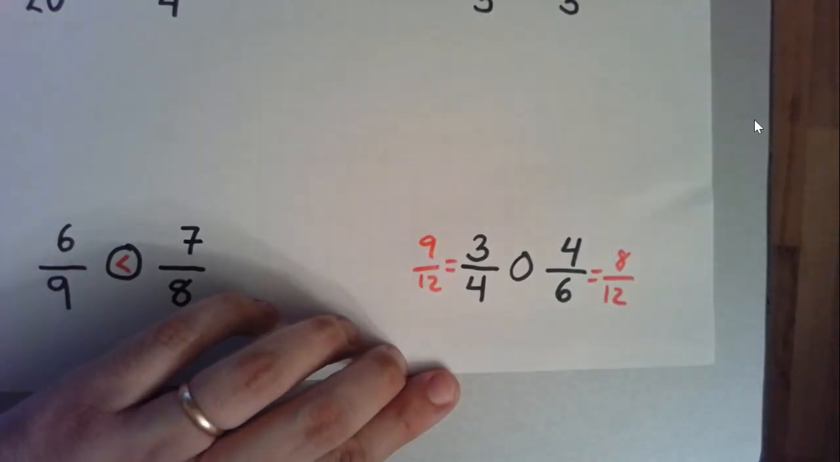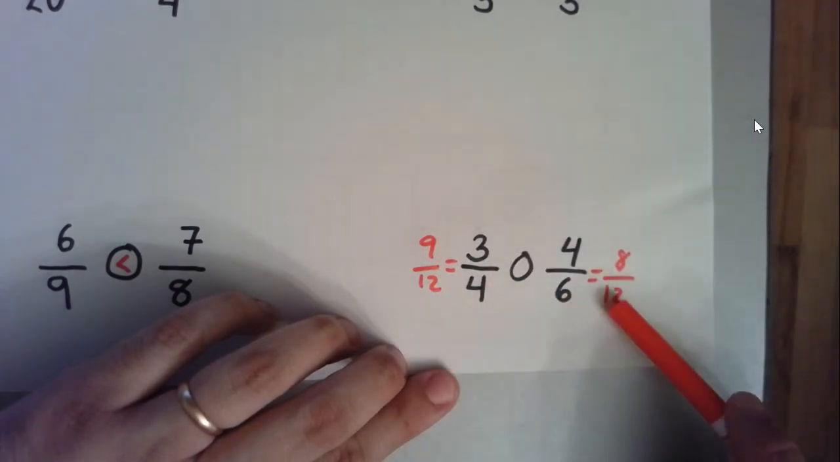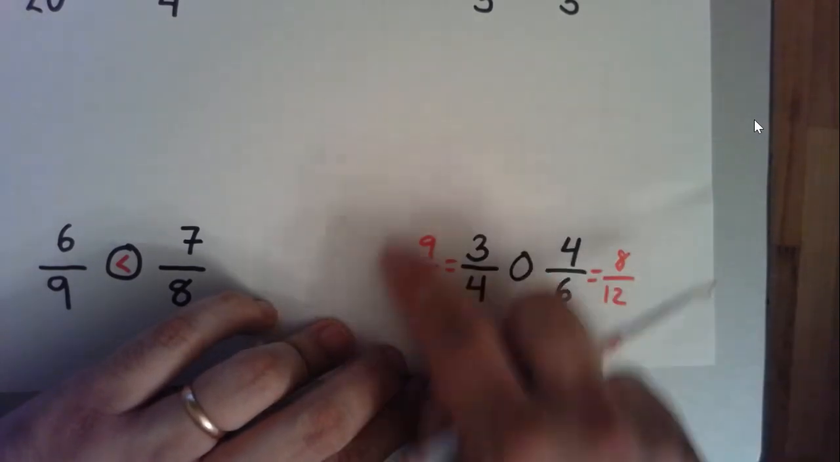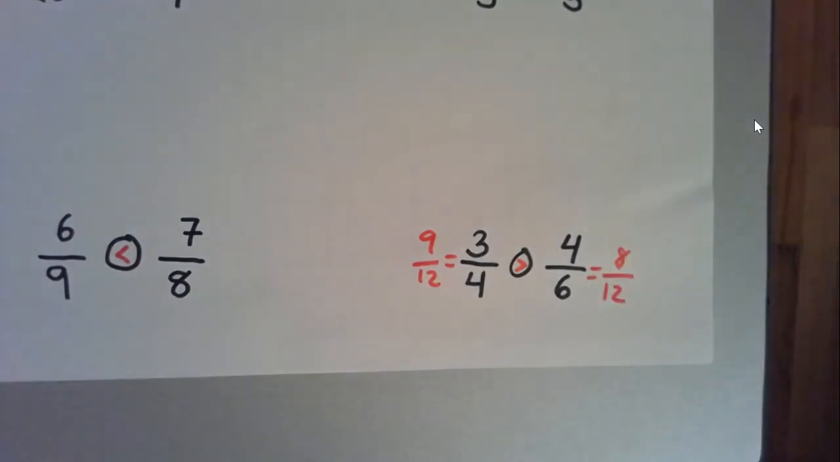And any of these strategies, whether you did common numerators, common denominators using 12ths, common denominators using 24ths, either way, you should have figured out that this fraction, the 3/4, is greater than 4/6.